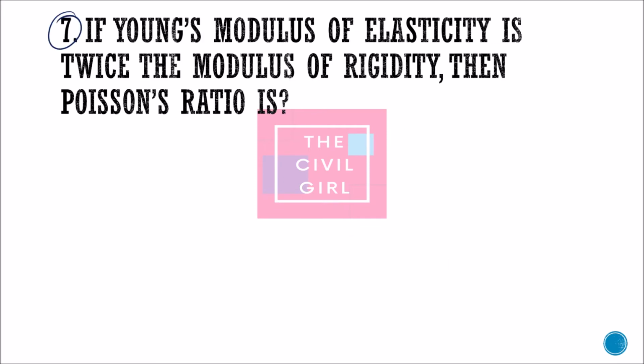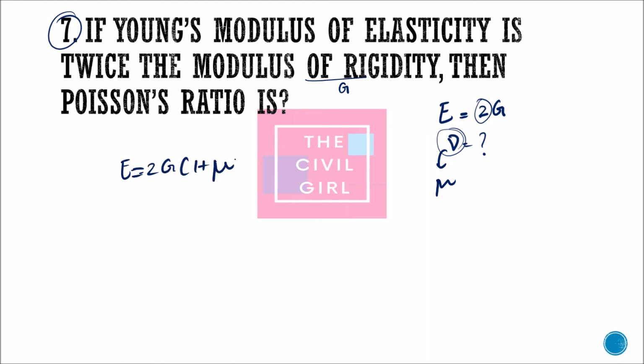If the Young's modulus of elasticity, E, is twice the modulus of rigidity, that is E is equal to 2G, then what is the Poisson's ratio? They are asking for the Poisson's ratio, which is also denoted as nu. The relationship, if I am not wrong, is E is equal to 2G into 1 plus nu. I like to keep this in mind because it is very easy to remember: 2G, 3K, etc.